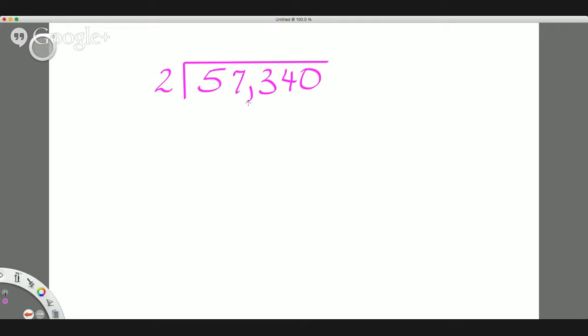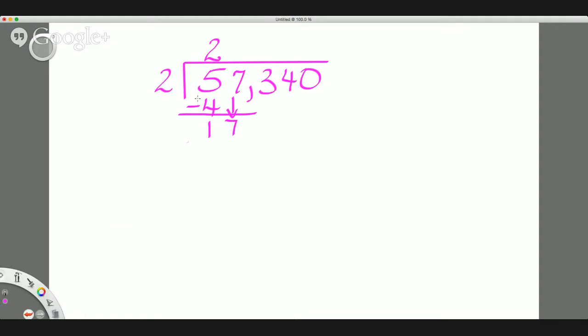So 57,340 divided by 2. 2 goes into 5 2 times, right? We're dividing first, right? 5 divided by 2 is 2, and then multiply. 2 times 2 is 4, and then subtract. 5 take away 4 is 1, and then bring down. We have a 17 now. Then we do the whole process again.